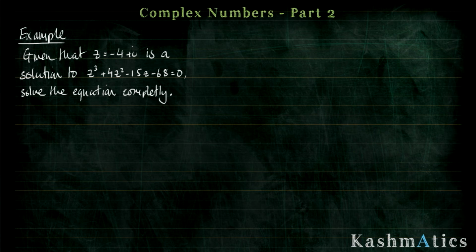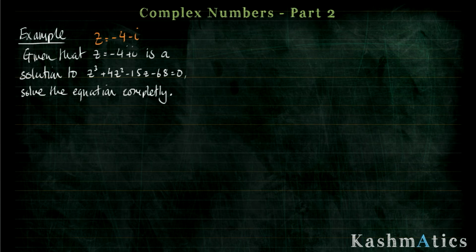Now this next example is a little bit tricky. Instead of being given a real root, what you've been given is a complex root. But because we're given a complex root, we can say straight away that the other complex solution would be z equals minus 4 take away i. So just by being given this, we've already got one of the other roots. So all we really need to work out is what the linear factor is.